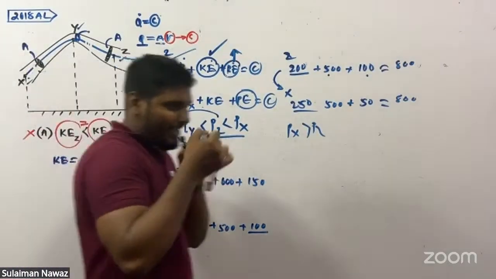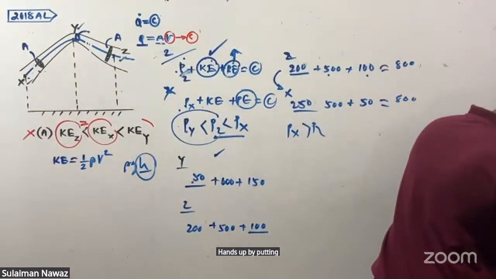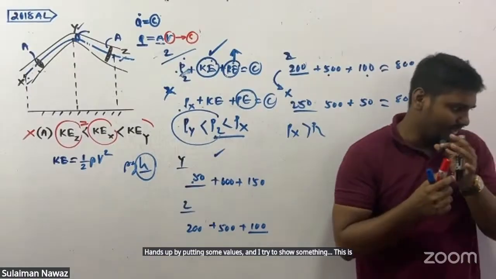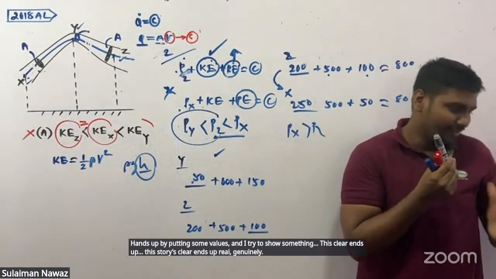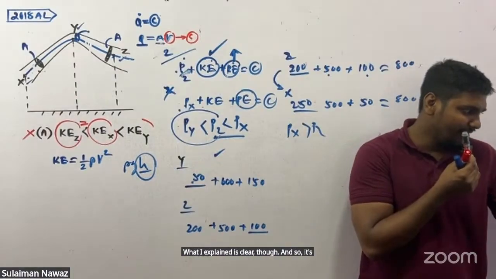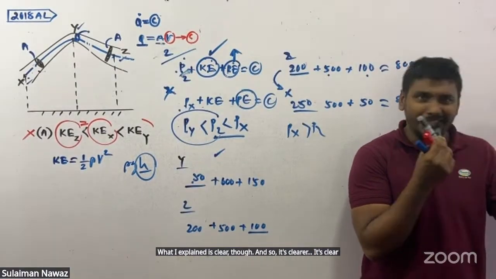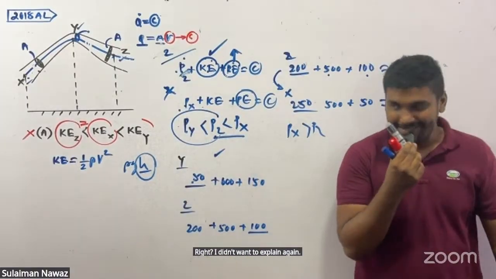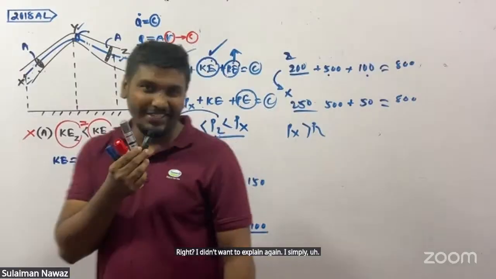I tried to show something by putting some values. Is this clear, hands up? This story is clear, hands up, really genuinely. What I explained is clear, hands up. It's clear, right? Then do you want me to explain again?